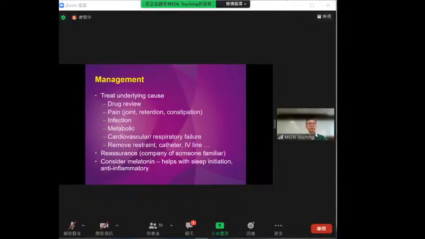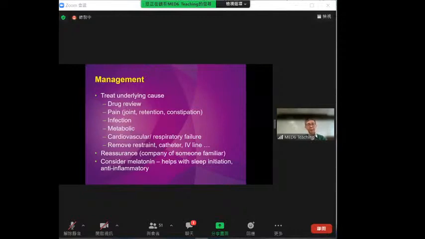Well, management: treat the underlying cause, but the first thing to do is look at the drug chart. Cross out the drugs that can have CNS side effects. So cross out the unsuitable drugs that affect brain function. Look out for pain, discomfort. Infection, most people would do. Metabolic, take some blood for metabolic disorders like hyponatremia, hypokalemia, dehydration.